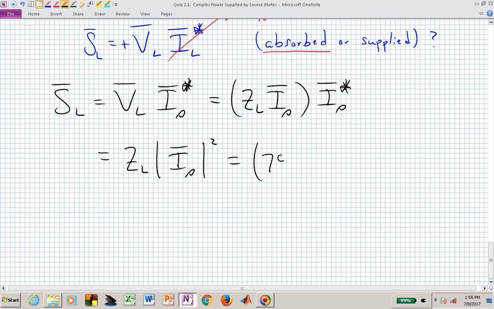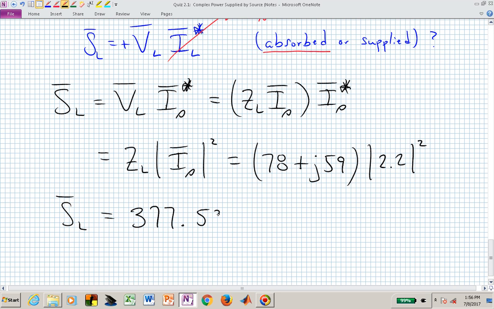Our load impedance had a real part of 78 and an imaginary part of plus 59. Our current magnitude was 2.2. We square that, and if we compute that quantity, we have 2.2 squared times 78. That gives us a real power of our load of 377.52. And we then have a reactive power of the load found by taking 2.2 squared and multiplying that by 59, and we then have 285.56 VARs, volt amperes reactive.